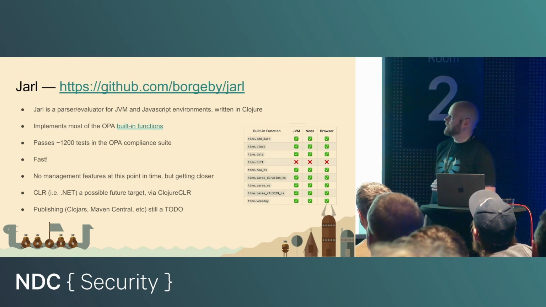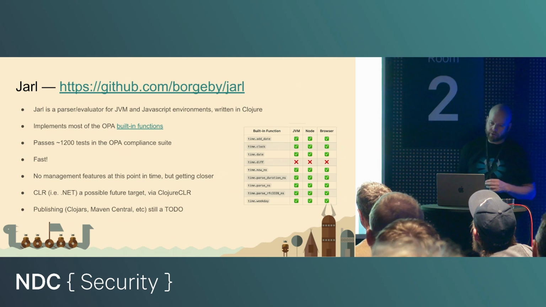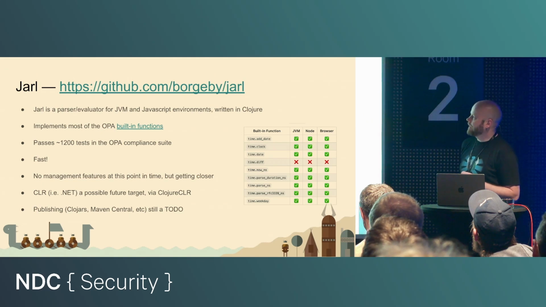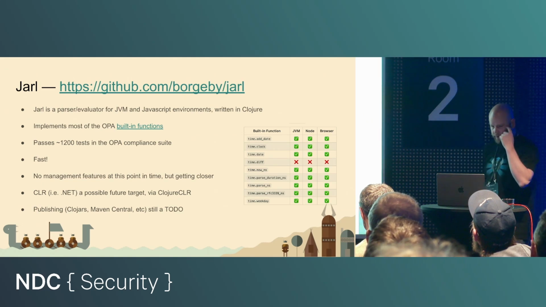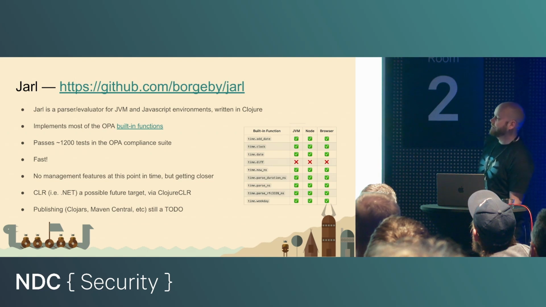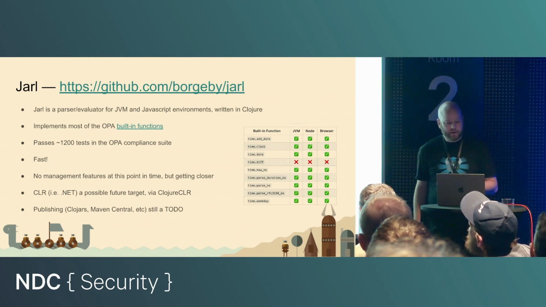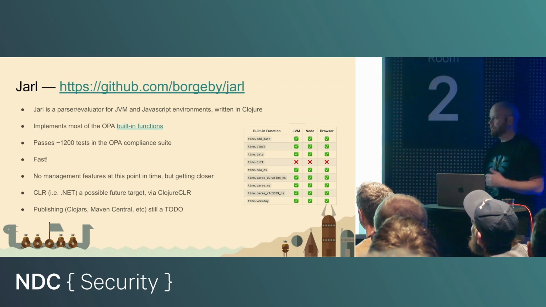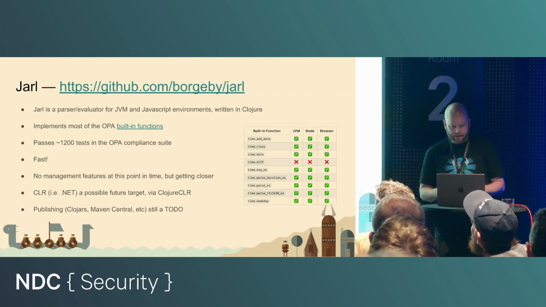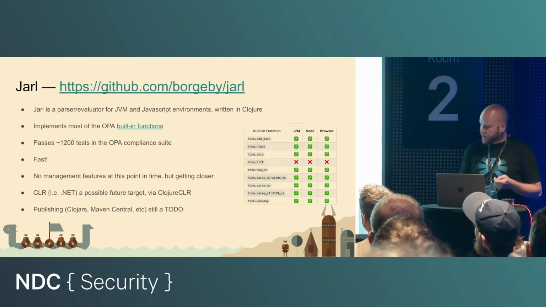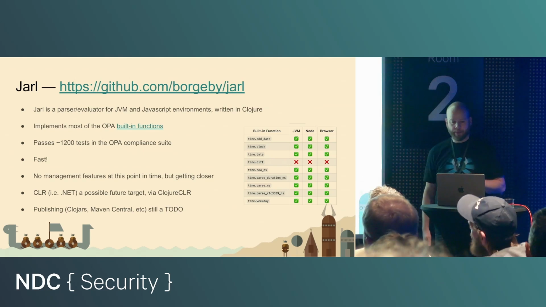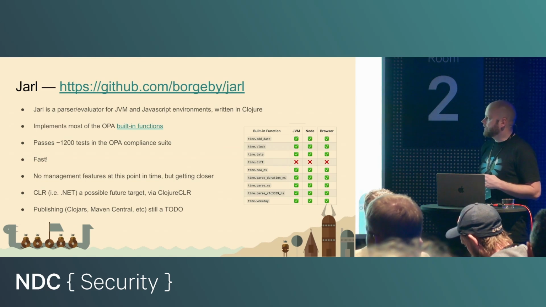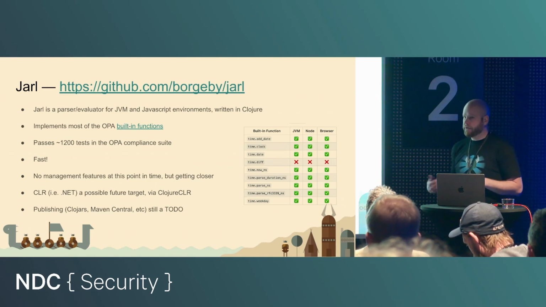I think we support at least 110 or so built-in functions already, and more to come. We're already passing like 1,200 tests in this compliance suite that I talked about before. It's really, really fast, so that's cool. We've not got into the management features at this point, so still a whole lot of things to do. The CLR, which is the .NET runtime, is another possible future target via the Clojure CLR project. So hopefully we can add that to the list as well.